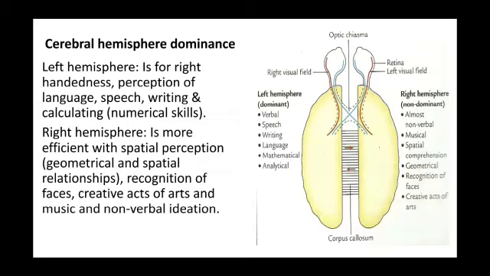The left hemisphere is for right-handedness, perception of language, speech, writing and calculating, that is numerical skills. Whereas the right hemisphere is more efficient for spatial perception, geometrical and spatial relationship, recognition of faces, creative acts of art and music and non-verbal ideation.